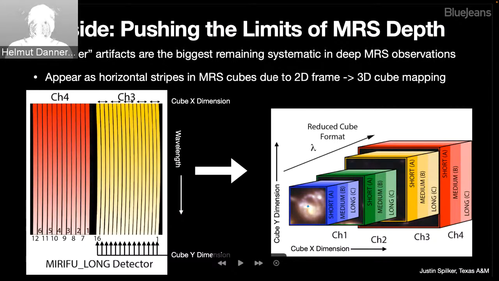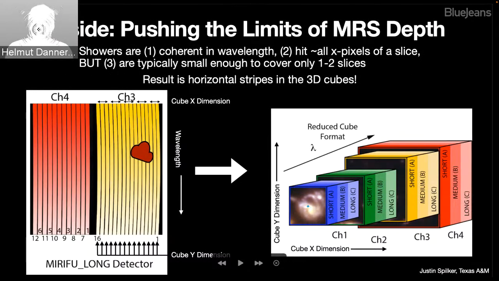And that's illustrated here, where you have the wavelength direction going along this way. Each of these individual slices gets mapped into the Y direction of the cube, and the X direction of the cube comes from going across each of these slices horizontally. So if you imagine you have some shower artifact, these big blobby structures, they basically black out all of the X pixels in a given Y slice. They're coherent over tens of channels in wavelength, but they don't impact that many Y pixels in height. And so you wind up with these artifacts that look like horizontal stripes.